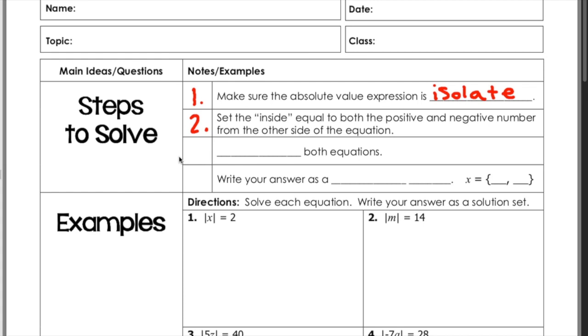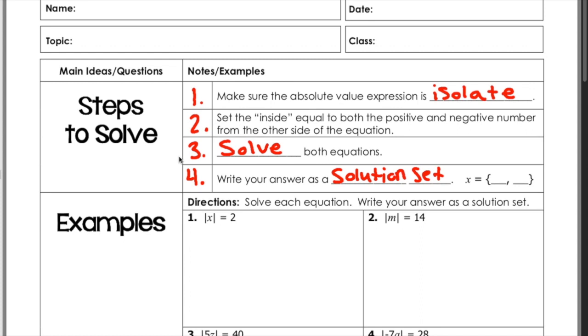Our third step is to just solve both equations. So we're going to end up solving 2 different equations per problem. And then our final step, number 4, is to write your answer as a solution set. And we use brackets to show what are the different solutions that we can have for this equation.